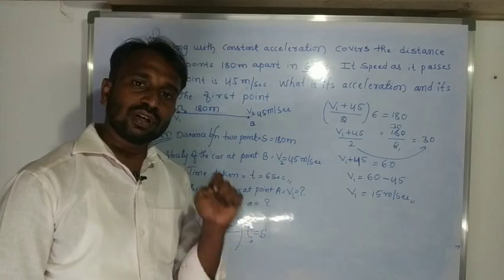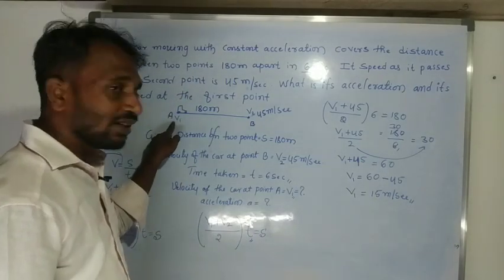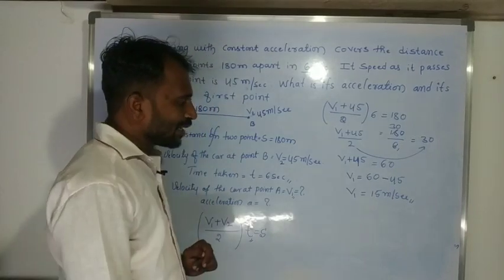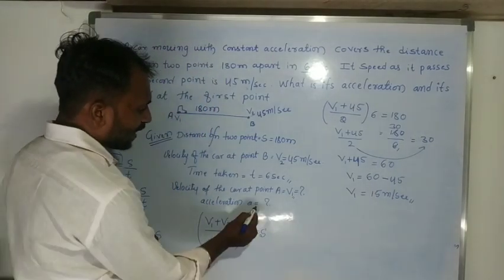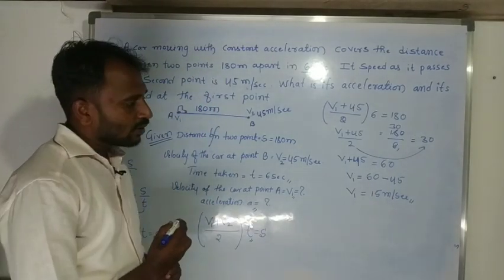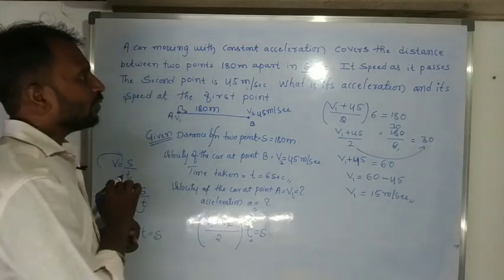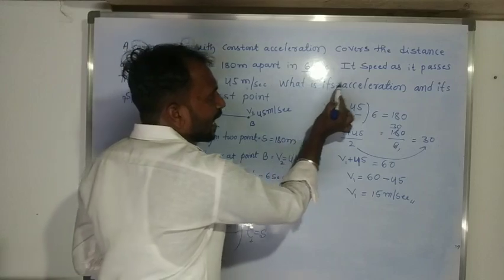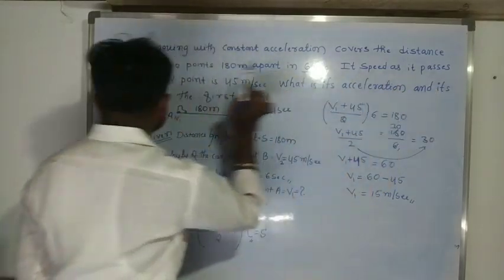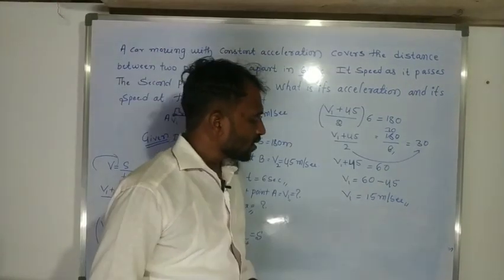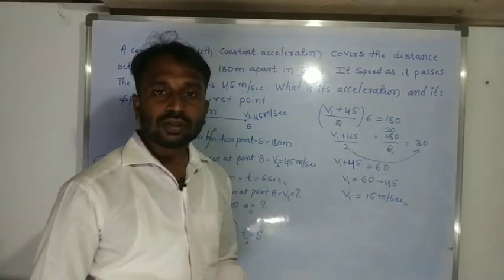It means the velocity of the car at point A is 15 meter per second. Next, we want to calculate the acceleration at point A only. Why? Because what is its acceleration and its speed at the first point? So velocity v1 is equal to 15 meter per second.